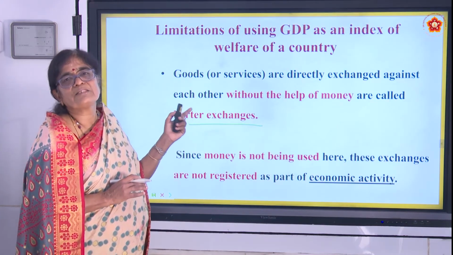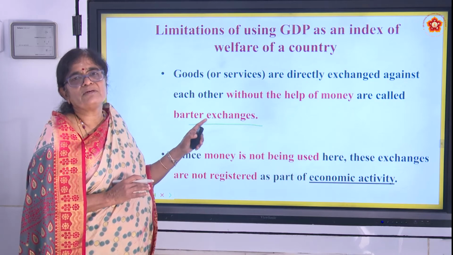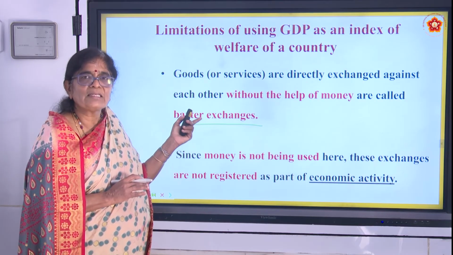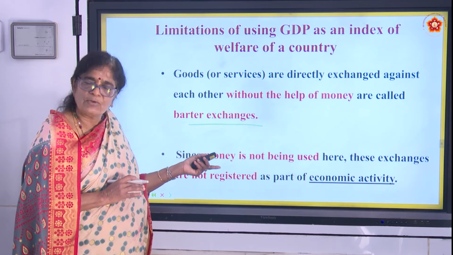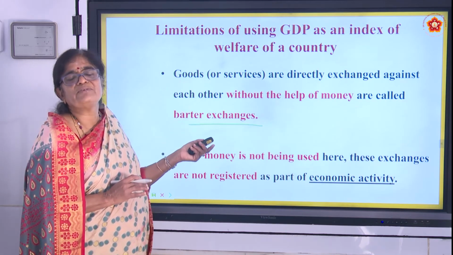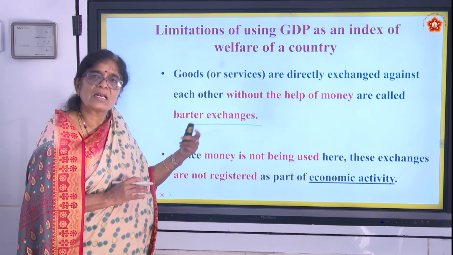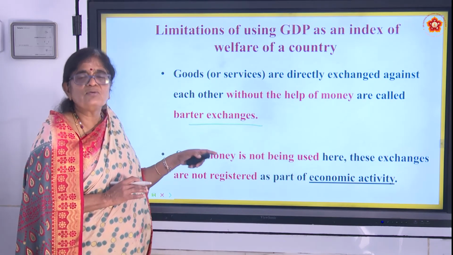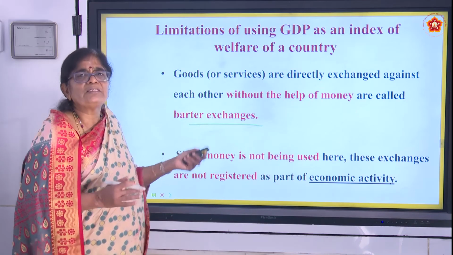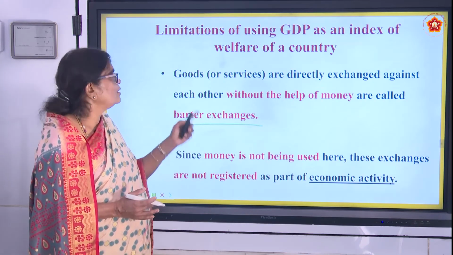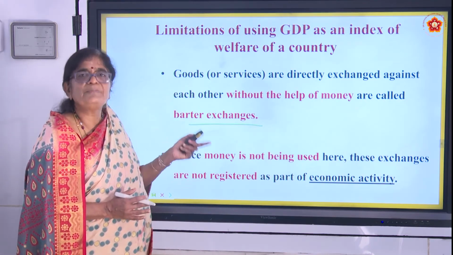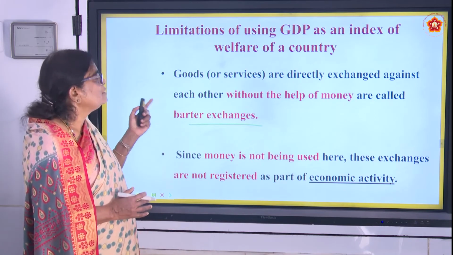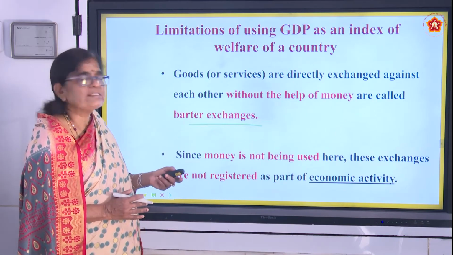When exchanges take place commodity to commodity without using money, they cannot come under GDP calculation. Therefore, those production and transaction activities are left out and not included in the GDP. GDP cannot measure all the economic activities with non-monetary transactions, so GDP is not a good measure in terms of this type of barter exchange.